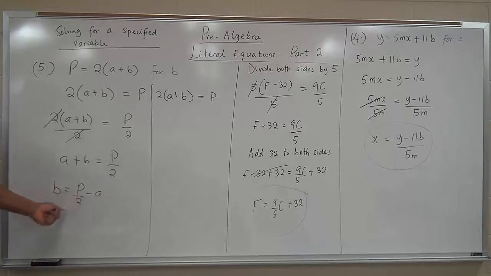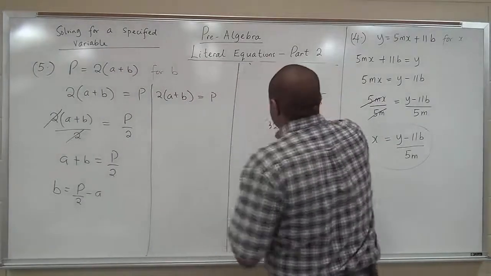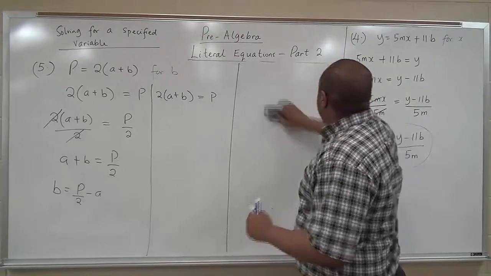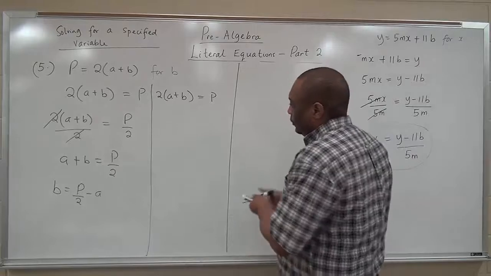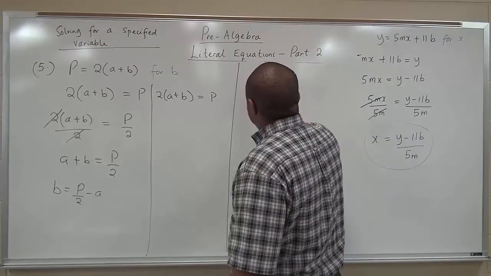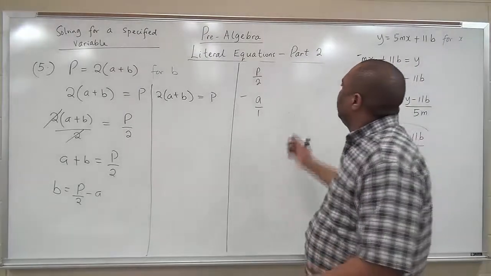Now, I would not want you to leave your answer like this. I would want you to go ahead and finish it up. So if we finish it up, p over 2 minus a, when we do fractions, we will now have it like this: p over 2 minus a over 1, because I like doing my vertical method.